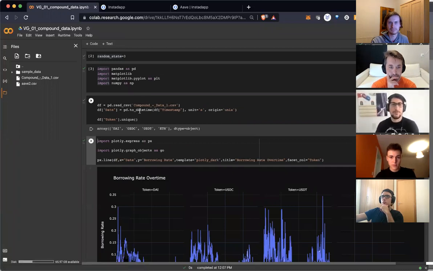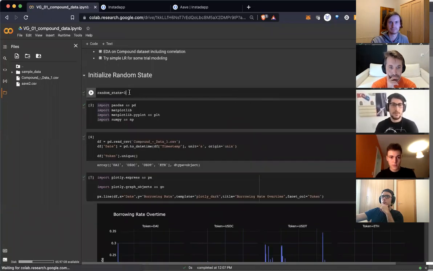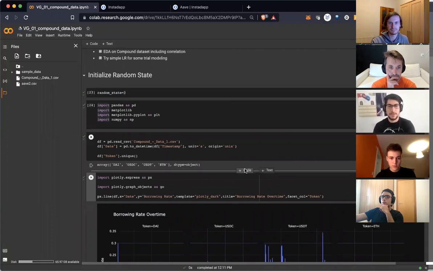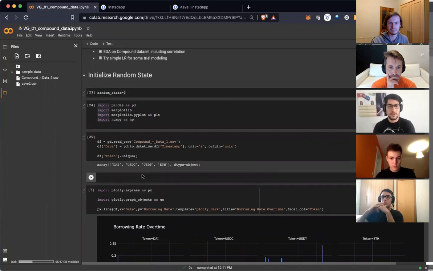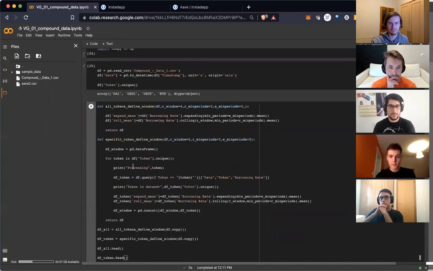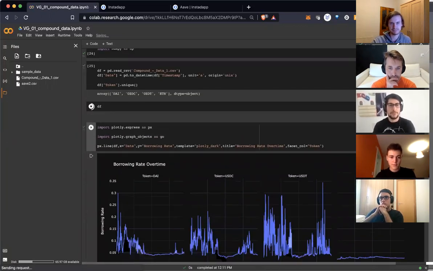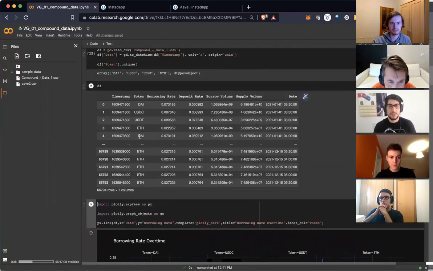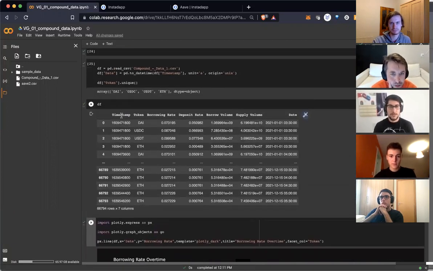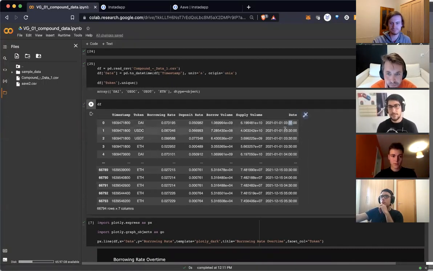If we read in the data sets, we can see that there are 4 different types of currencies or tokens. And this is what our data set looks like. Everything has a timestamp, and it seems to be every 30 minutes. This is an interval. And then we're trying to predict the borrowing rate.